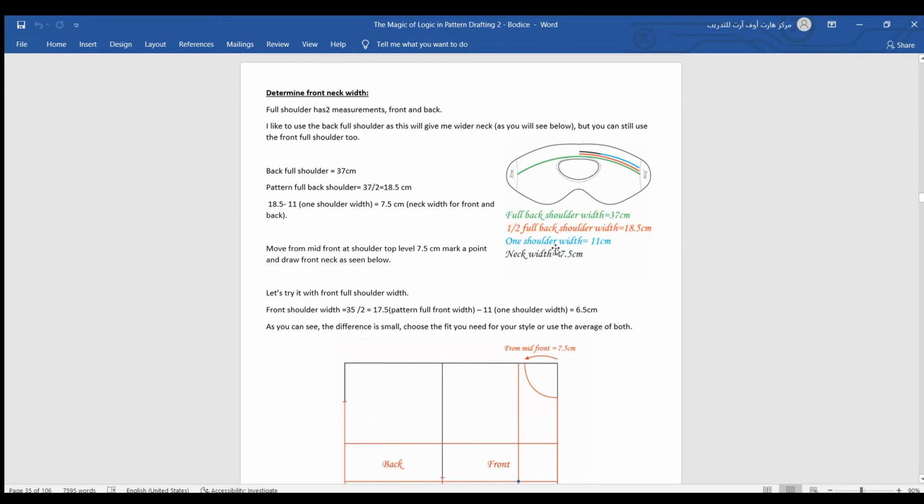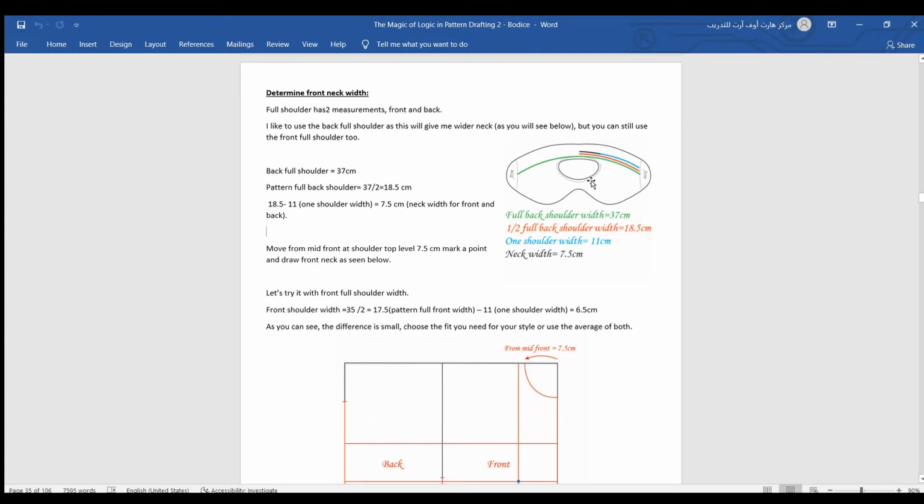The one shoulder equals 11 centimeters, which comes from here till the shoulder tip. But since the red one is 18.5 and this one is only 11, the remaining is 7.5, which represents the neck width on the back side. As you can see here, the black color is equal to this area of the back of the neck. So this is how I like to take the measurement for the neck.